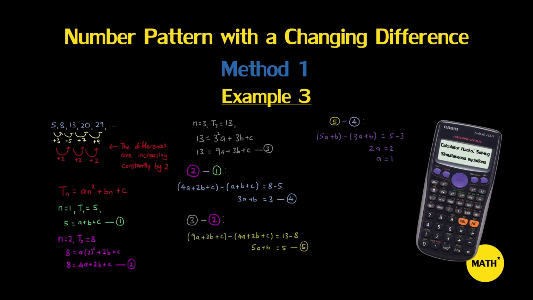The rest becomes much easier. We sub in a equals 1 into equation 4 and we will obtain b as 0. By substituting a equals 1 and b equals 0 into equation 1, we determine c to be 4. Hence, the general term for this number pattern is Tn equals n squared plus 4.